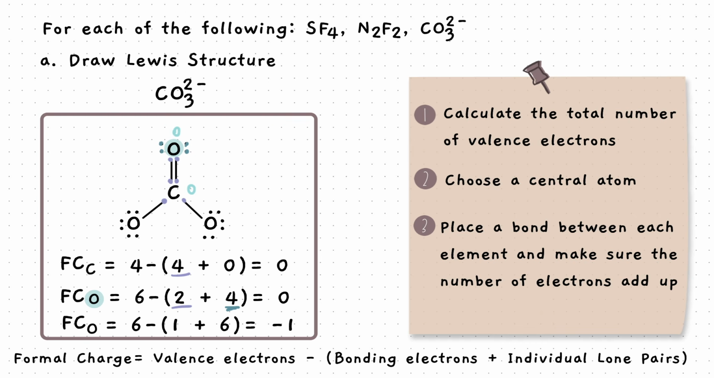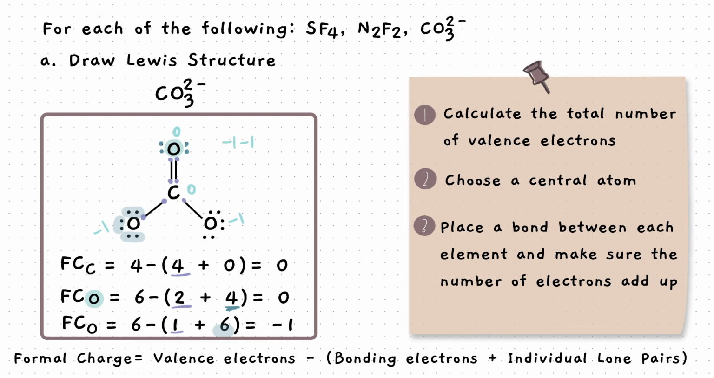We'll find the formal charge for the oxygen with the single bond. Oxygen has 6 valence electrons. There's only 1 bonding electron, and there are 2, 4, 6 individual lone pair electrons. This gives us a -1 formal charge for each oxygen with the single bond.